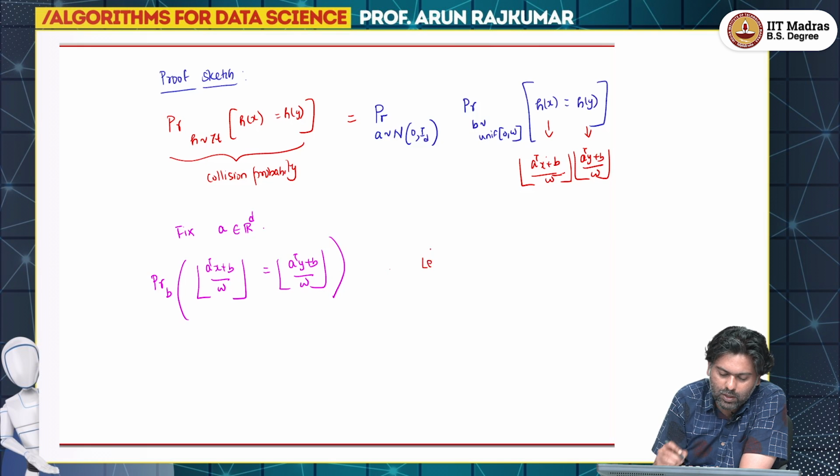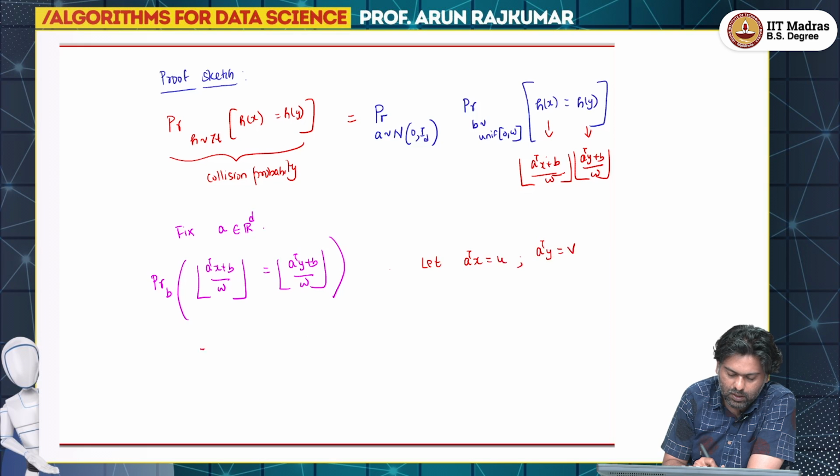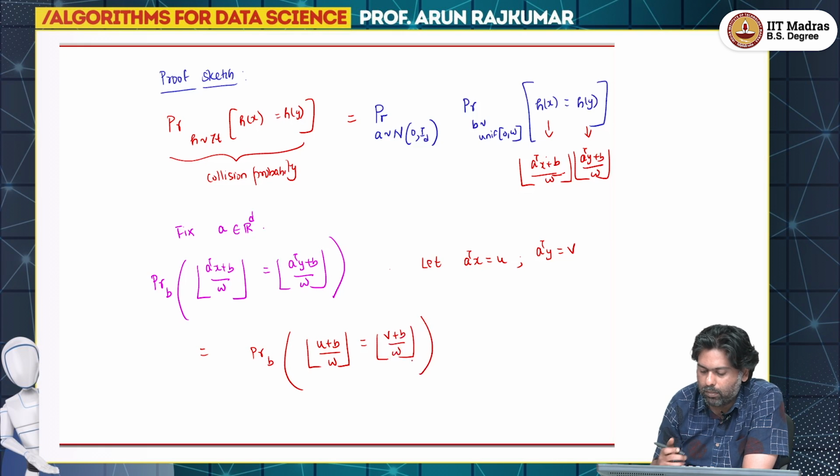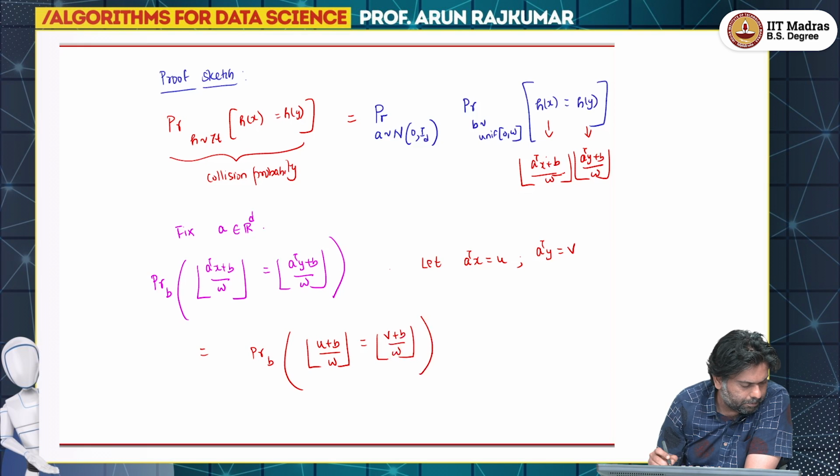So let us give it some names, so I do not have to carry A transpose x and A transpose y separately. Let us call A transpose x some U, and A transpose y some V. Then essentially what I am asking is the probability over B's randomness that the floor of (U plus B) by W equals the floor of (V plus B) by W. I have not done much, I have just renamed things. I am going to do one more renaming. Let us say I also define delta as just A transpose (x minus y).